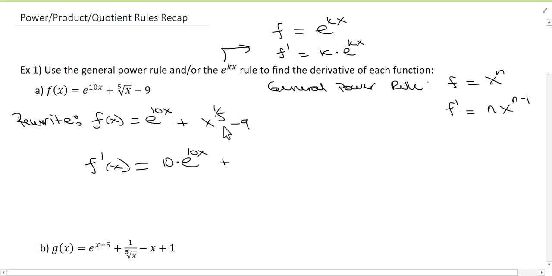Plus, now here, this is x to the 1/5. So it looks like x to the power of n, and we can use the general power rule. So it'll be 1/5, bring the exponent down, x to the n minus 1. So this will be 1/5 minus 1, minus the derivative of a constant, which is 0. You can also think of this as x to the 0. When you take the derivative of x to the 0, you bring the 0 down, and 0 times anything is 0. So you just get 0.